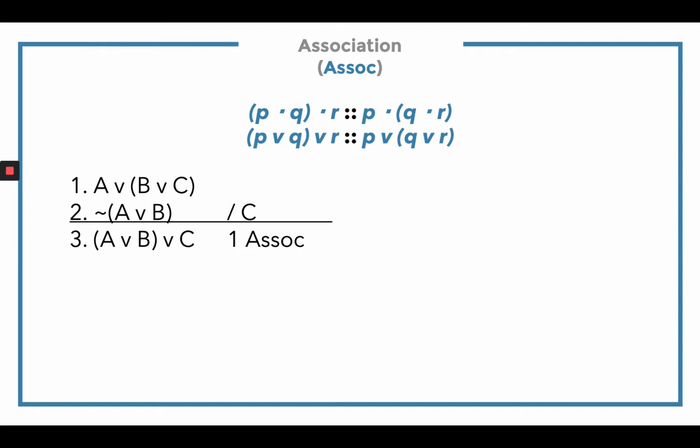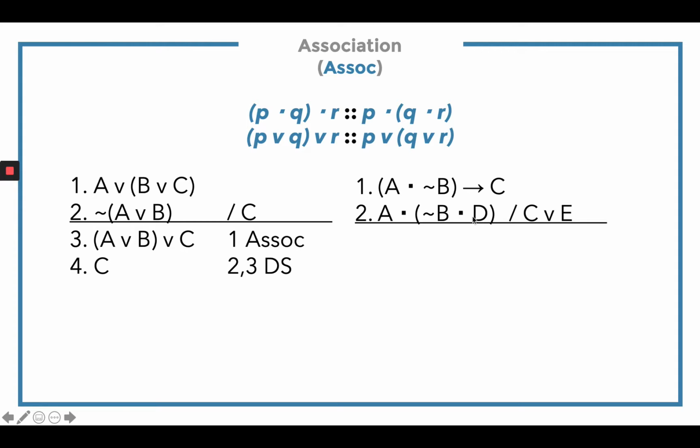So from line 1, I've got A or parentheses B or C. I'm just shifting those parentheses over one to get line 3, that's association. Again, I need it to be or both as the main operator inside the parentheses and the main operator of the entire statement. Both need to be or, and then I can do association. Once I've done that, I can do disjunctive syllogism to get C.